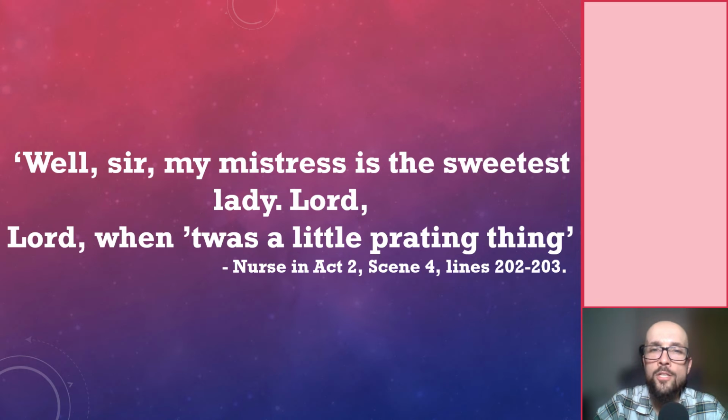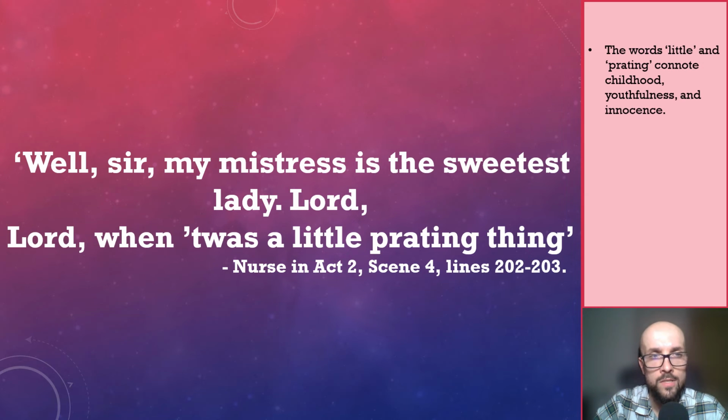But what my attention is drawn to, especially given our thematic focus here, is how she starts to tell a story about when Juliet "'Twas a little prating thing." Why do I think this is important? The words little and prating, which means foolish, stupid, and perhaps naive, connote childhood, youthfulness, and innocence.